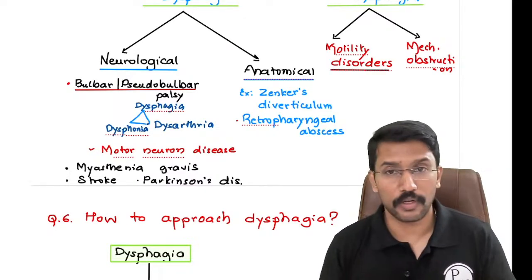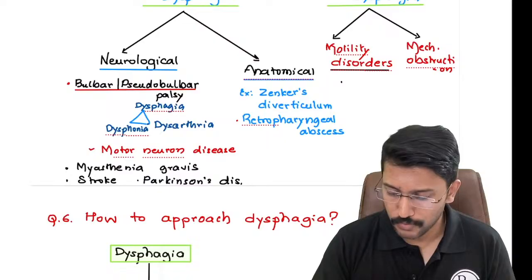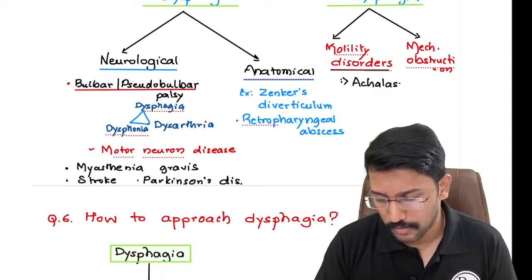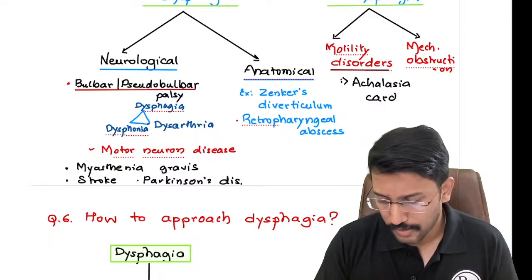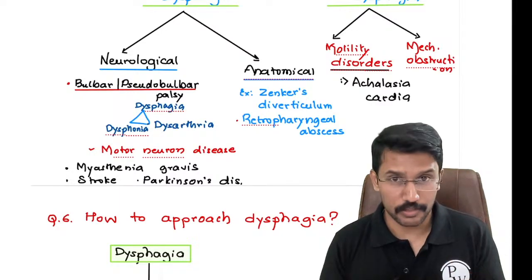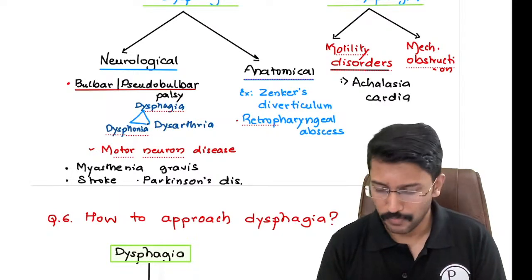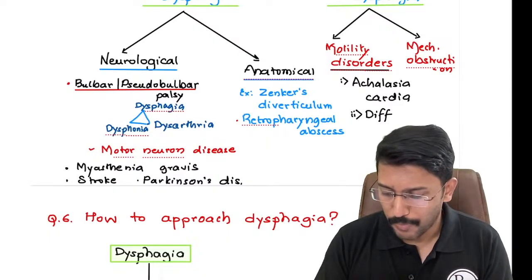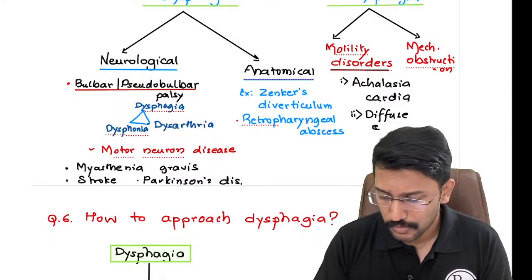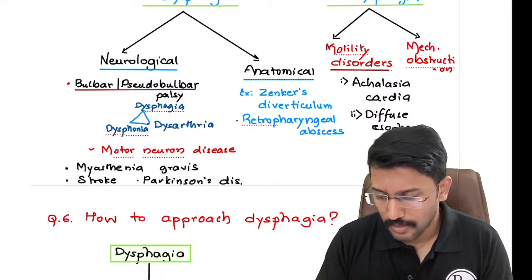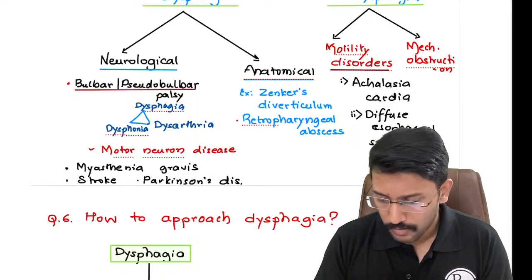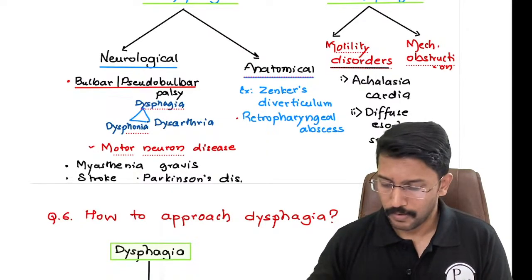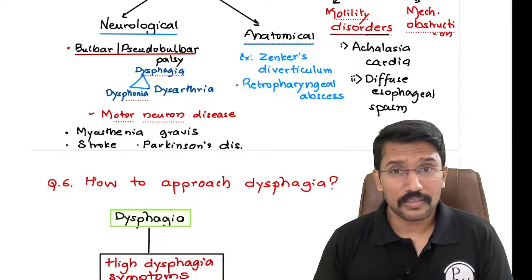There are two important motility disorders that we need to remember. The first one is achalasia cardia. Again, this is an important topic. We will discuss more on that subsequently, and it is a major topic in ENT as well as surgery. The second one is called diffuse esophageal spasm. Diffuse esophageal spasm. These are disorders of esophageal peristalsis. Okay. Then what can cause the mechanical obstruction?